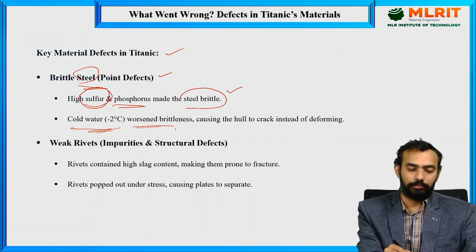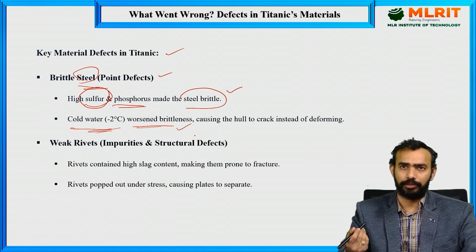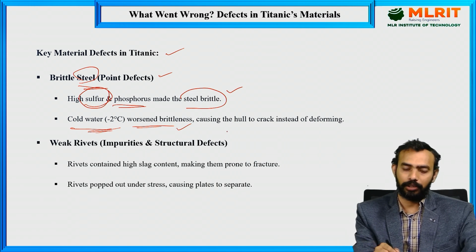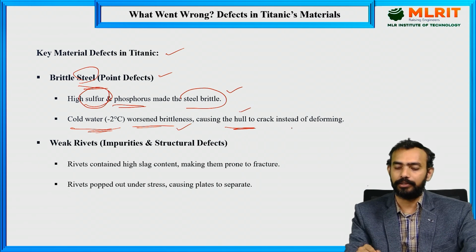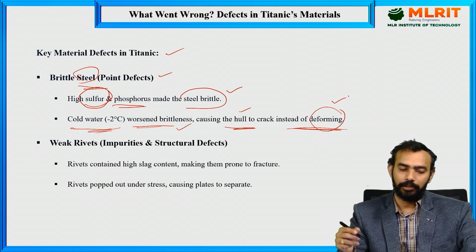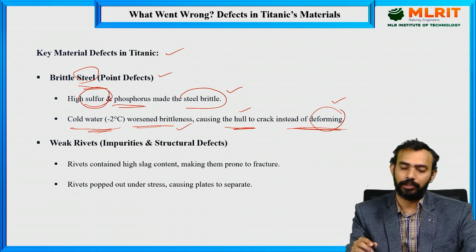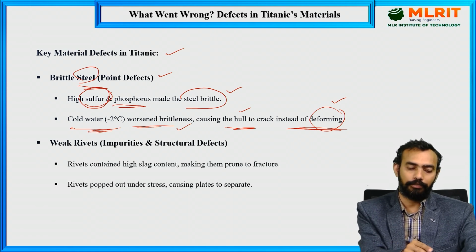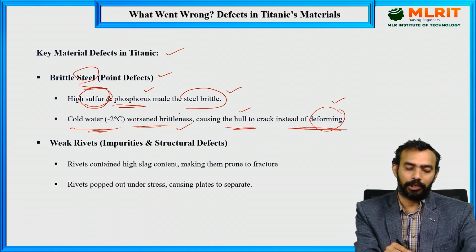So it promoted brittleness in the material, and when a brittle material is subjected to a sudden load, it will fail in a brittle manner. So when the ship hit the iceberg, the hull cracked instead of deforming. Deformation is noticed in ductile materials, but instead of exhibiting ductile deformation behavior, the steel, due to the high presence of sulfur and phosphorus in its composition, led to brittleness.